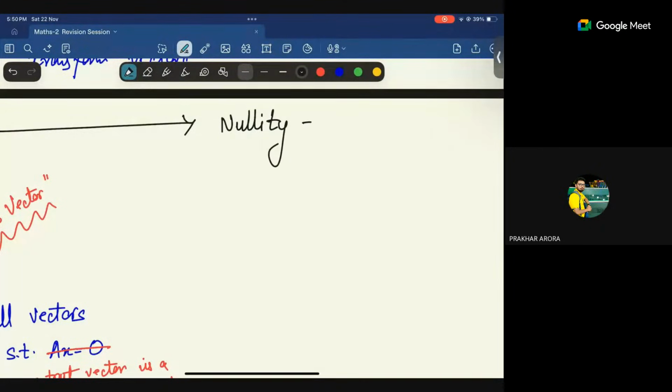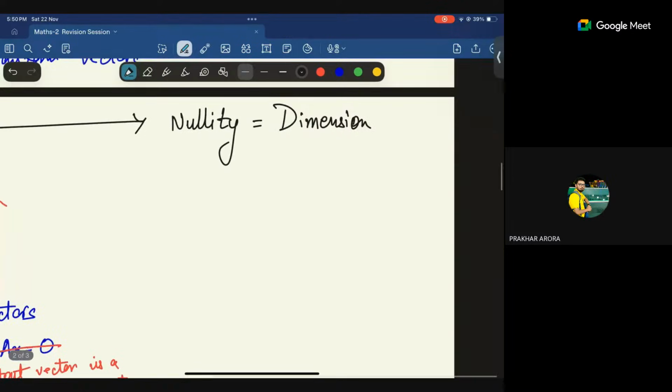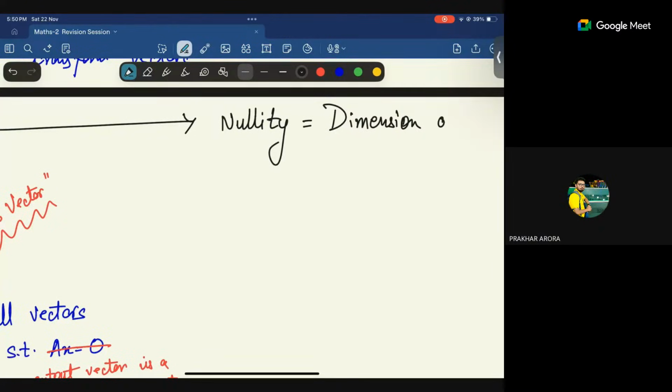Now I don't think there is going to be any person in this class who does not know that nullity is the dimension of null space. Please don't say that you do not know this. We call the dimension of null space nullity. Now what is dimension here? Dimension has a distinct meaning and understanding in linear algebra, and since week 4 is not in our syllabus, I will not dive into that.